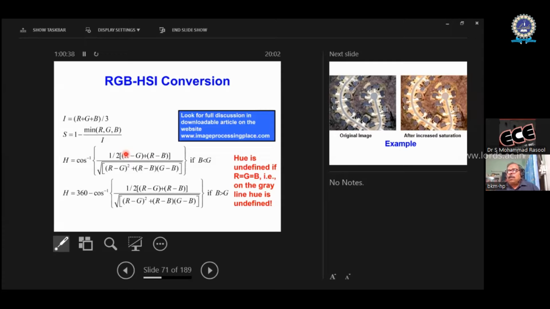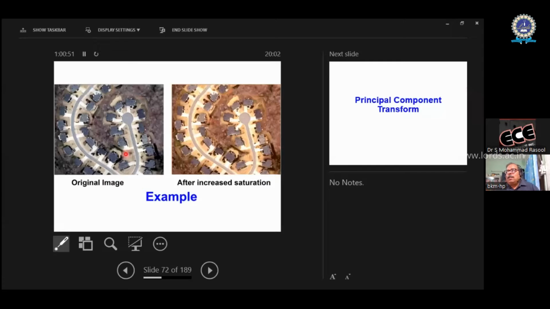So red, green, blue, the alternate representation is the hue, saturation, and intensity. You can tweak the hue and saturation for color enhancement, like an example here.